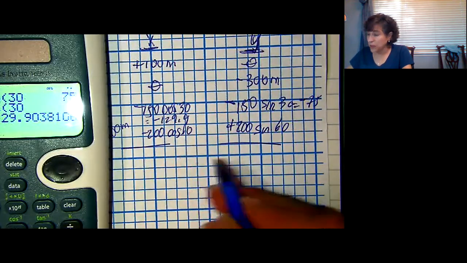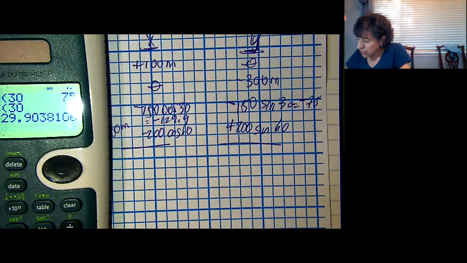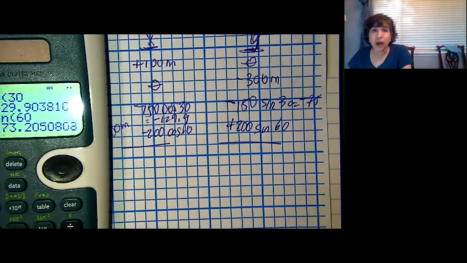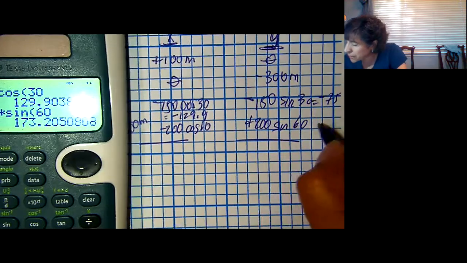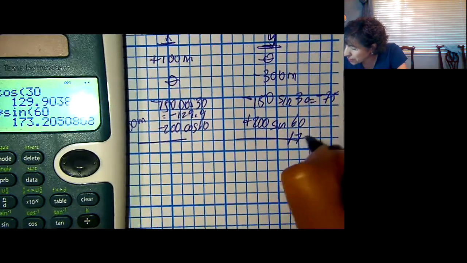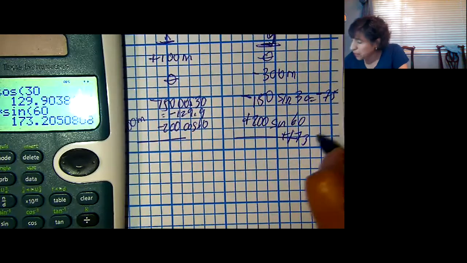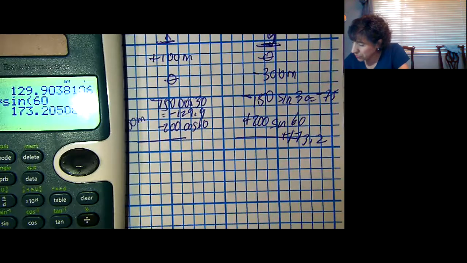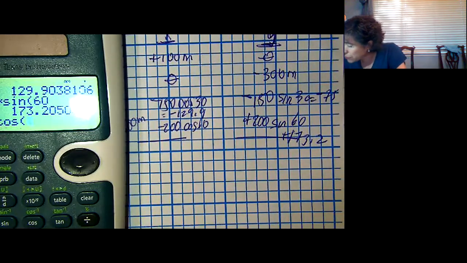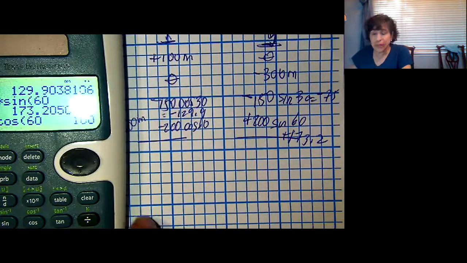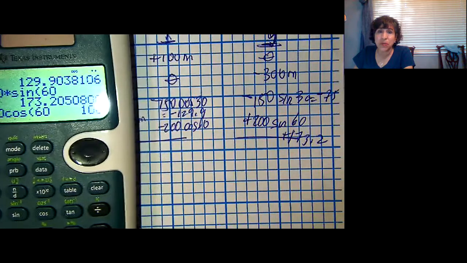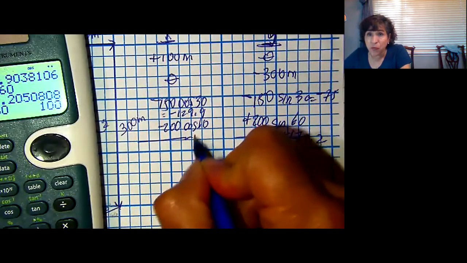All right, so the next one, let's do 200 sine of 60. 200 times sine of 60. I think 60 is just a half. Nope, it's the square root of 3 over 2. All right, so that one is 173.2, and that one's a plus. And the other one, 200 times the cosine of 60. Cosine of 60 is 1/2, so times 200, this one's going to be negative 100.